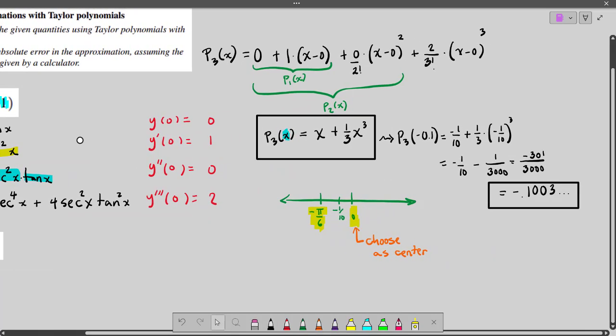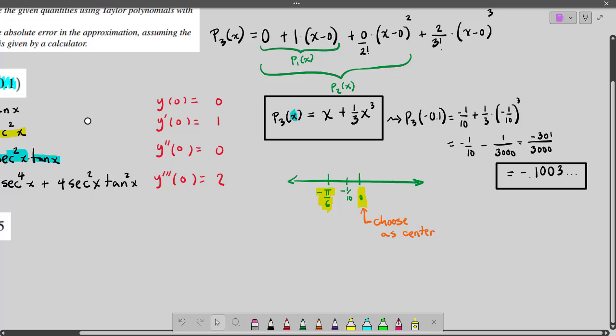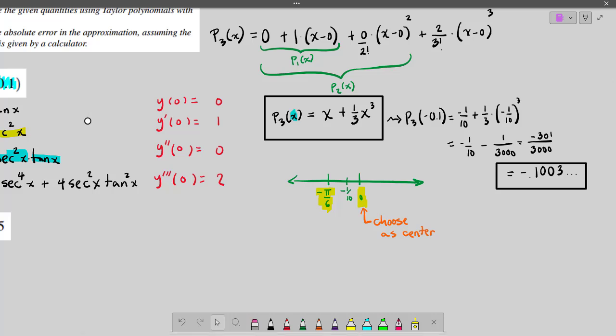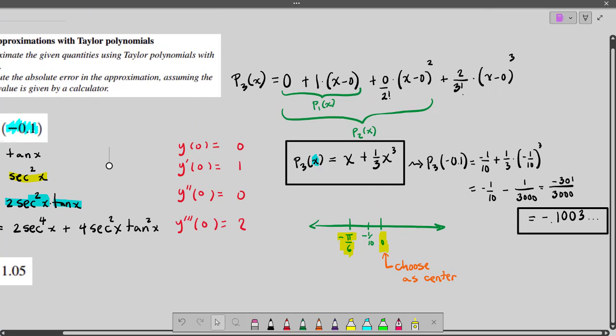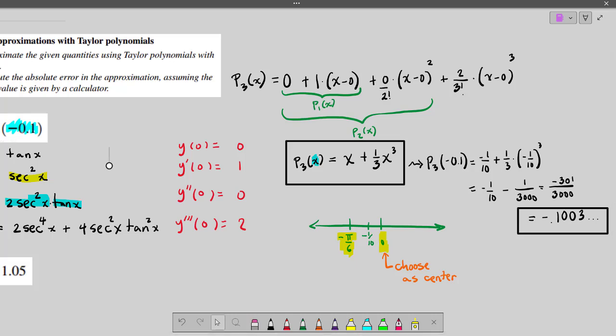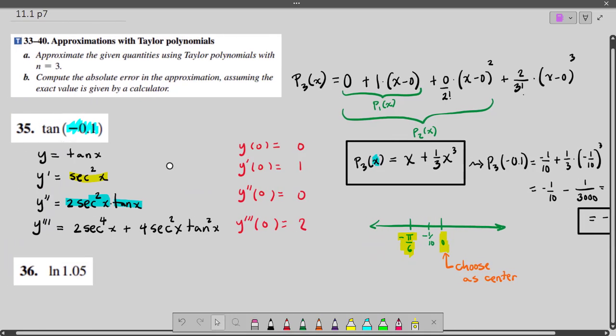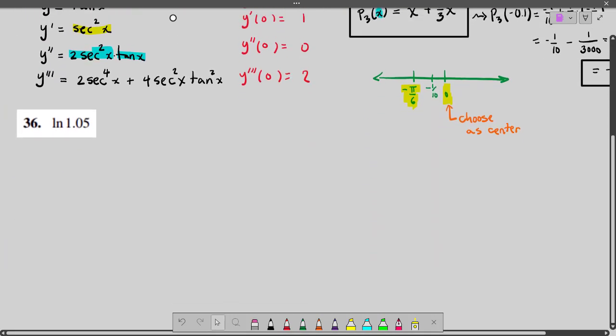So that is our process. Repeated derivatives until you get to the power that you want. But again, remember that this p sub 3 is the 3rd order, so we go out to power 3. We're not counting the number of terms. The number of terms is usually 1 bigger than that. But as we see with the simplification here, we end up with only 2 terms because there are some 0 coefficients. Let's try one more here.